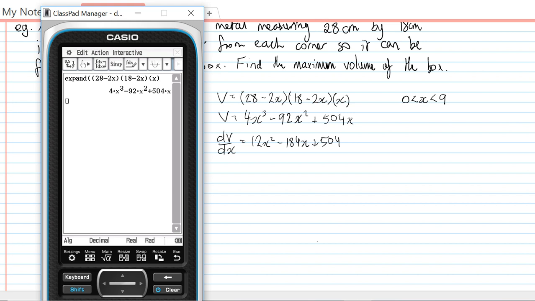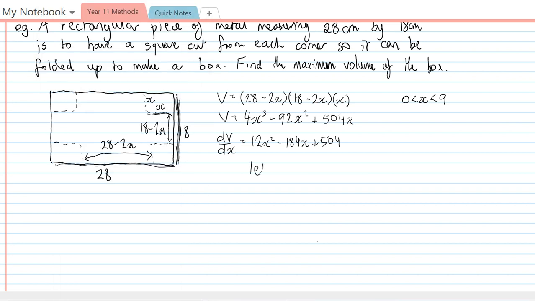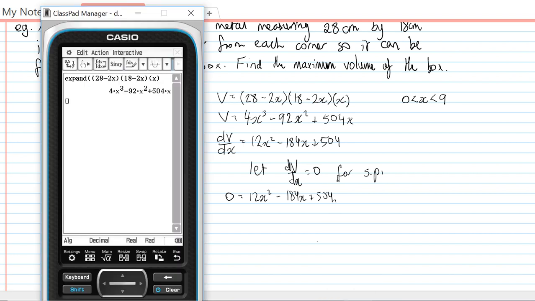Now, when we're looking for the maximum, we want the derivative to equal 0. So I should actually say, let dV/dx equal 0 for the stationary points. And that means 0 equals 12x squared minus 184x plus 504. Alright, so I am going to solve that now.